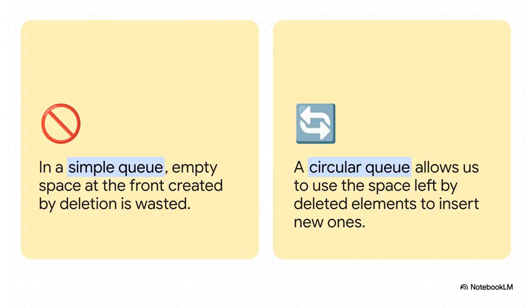And the solution to this is pretty brilliant, actually. It's called a circular queue. What it does is it connects the end of the line right back to the beginning. So as soon as a spot opens up at the front, the back of the line can just wrap around and reuse that space. It's like one of those winding lines at an amusement park that snakes back on itself to use every inch of space.